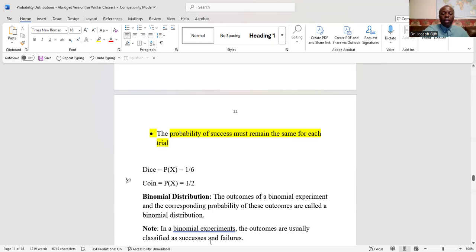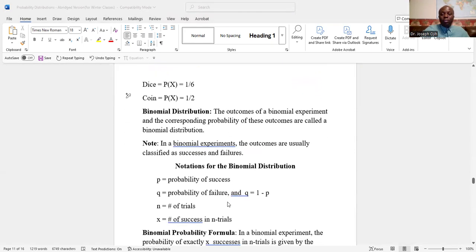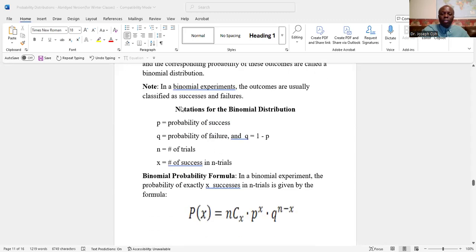So having given you this background, I think we are now empowered to understand academically what a binomial distribution is. A binomial distribution is a kind of discrete probability distribution. The outcome of a binomial experiment and the corresponding probability of these outcomes is what we call the binomial distribution. Before you can solve questions that involve binomial distribution, you need to understand some of these notations here.